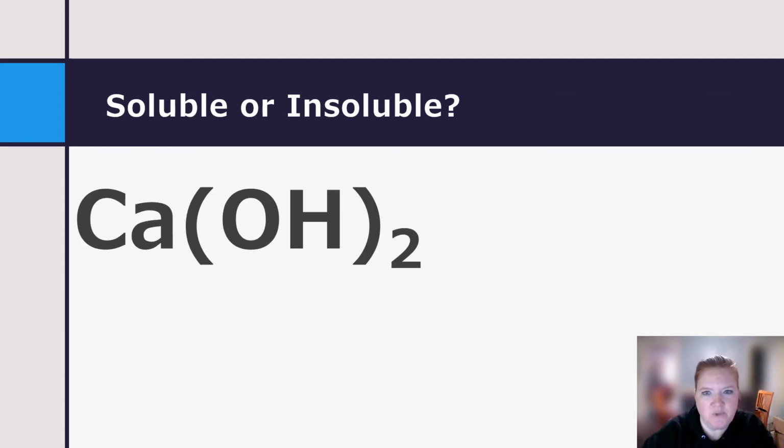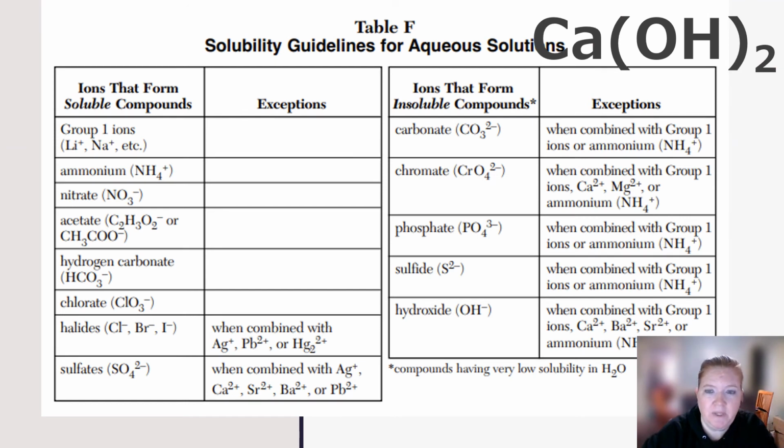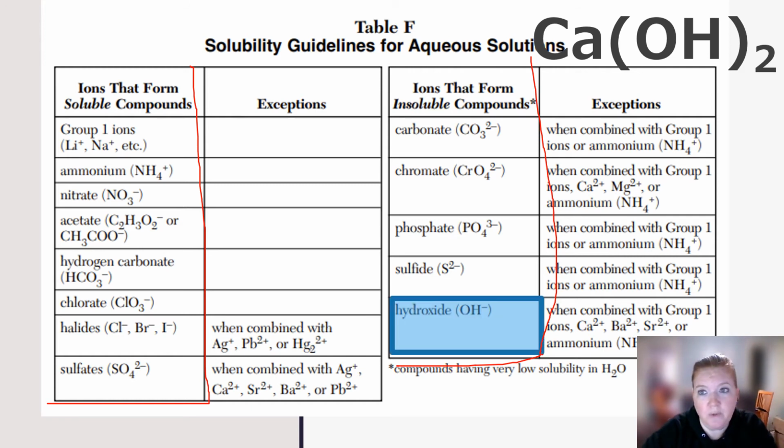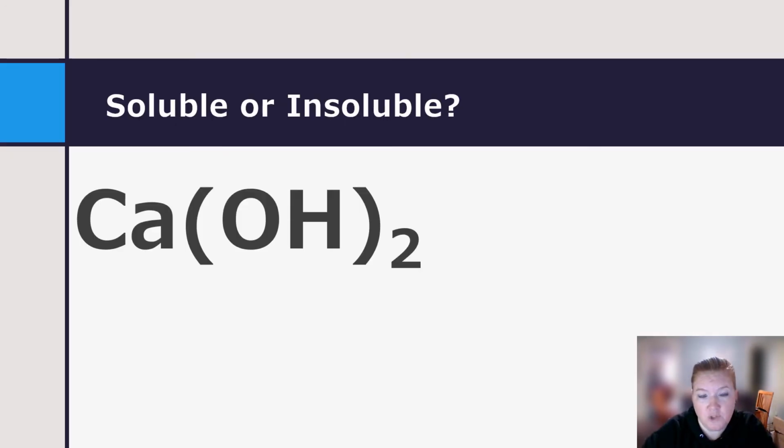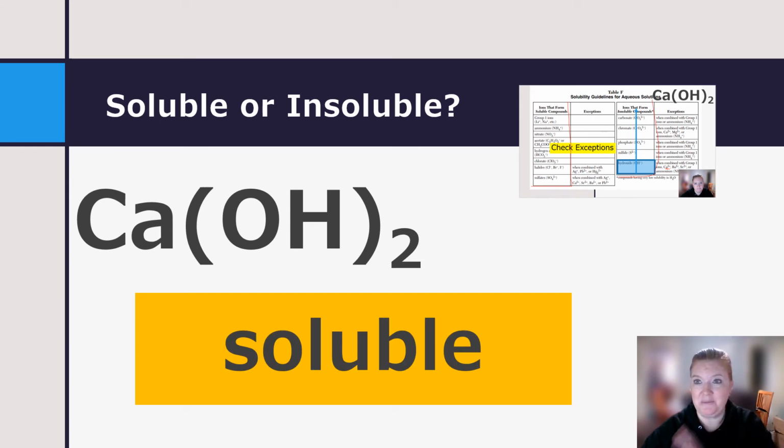All right, so let's check this one out. Let's look at the table. Let's find the pieces. Again, remember, I'm only looking in this section and this section in order to find stuff in the table to compare. So the only thing I see is right here. So I have to check the exceptions. And look at this. There it is. So the rule is OH forms insoluble compounds, but since Ca is an exception, reverse, reverse. So what happens? Soluble.